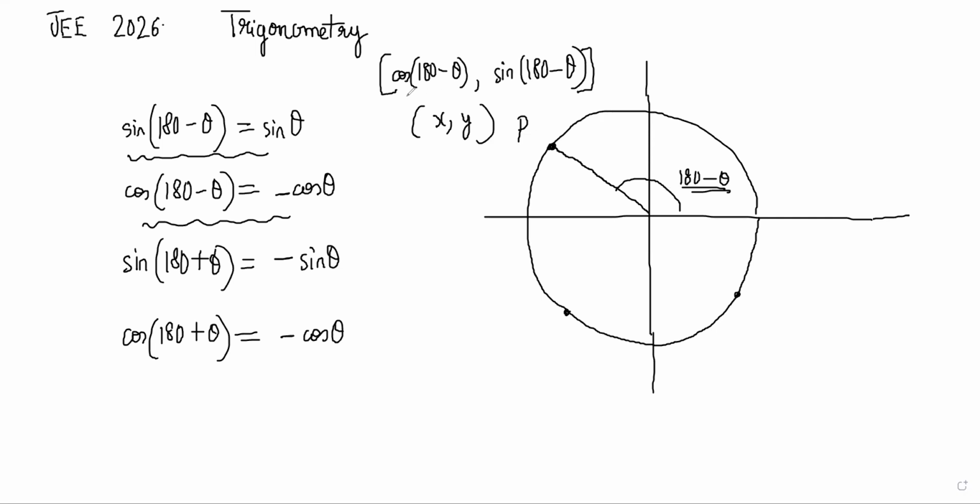If you have to find out what cos 180 minus theta is, now you have to think of, okay, what is the actual value of the x coordinate? You have to draw this right angle and say that this distance, if this distance is d, the x coordinate is minus d.